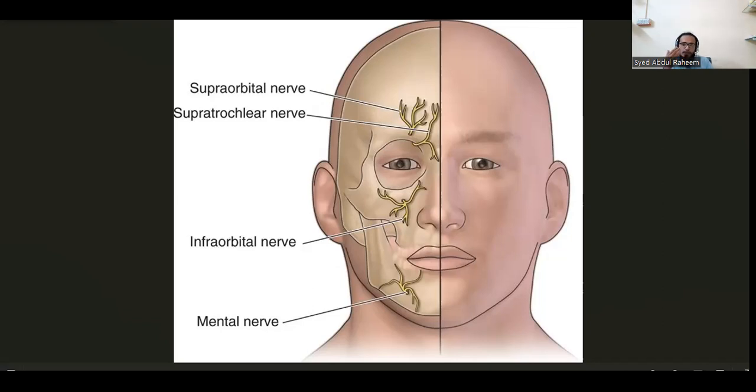Supraorbital nerve, infraorbital nerve. Okay, same application, you can apply in this area. F2 RE on the right side, F2 YE on the left side. So this is the second thing you can understand about the points of electrohomeopathy. This is point number 2.